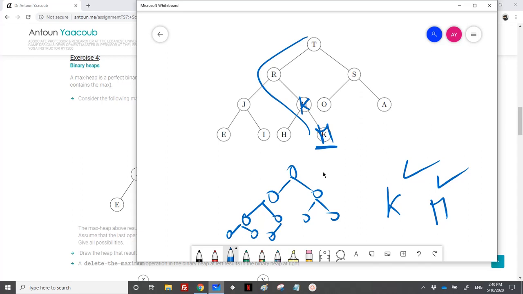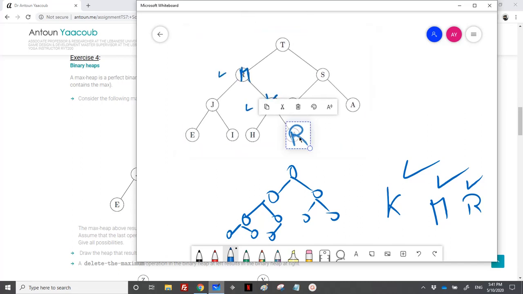So r could also be a possibility. Let me erase those. If r was added at the end, then we have m here, k here, and r here. k is correctly placed, and m is also correctly placed, and when I added r, I percolated up. Now let's check if t could be a possibility.